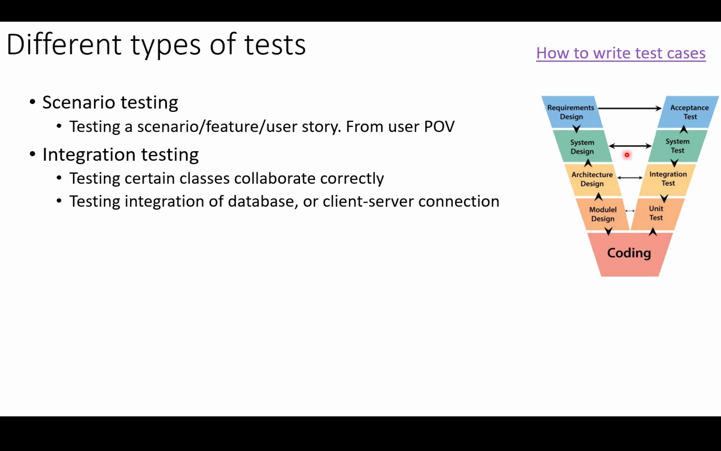So what you will be doing in your semester project is mostly unit testing, integration testing and scenario testing. Scenario testing is somewhere up here, basically taking a use case scenario and testing that. So either a scenario or feature or user story from the user point of view. You pretend to be a user and test it. And integration testing is testing that certain classes collaborate correctly. And we can do that with the JUnit tool as well.